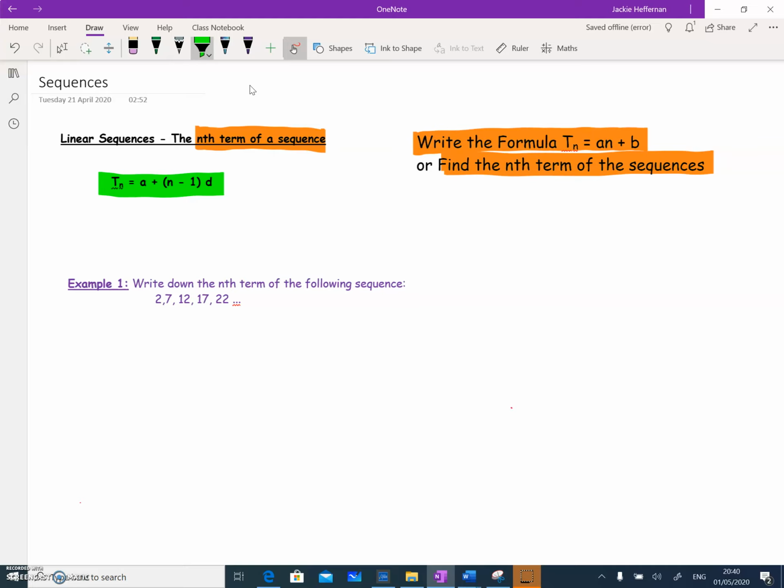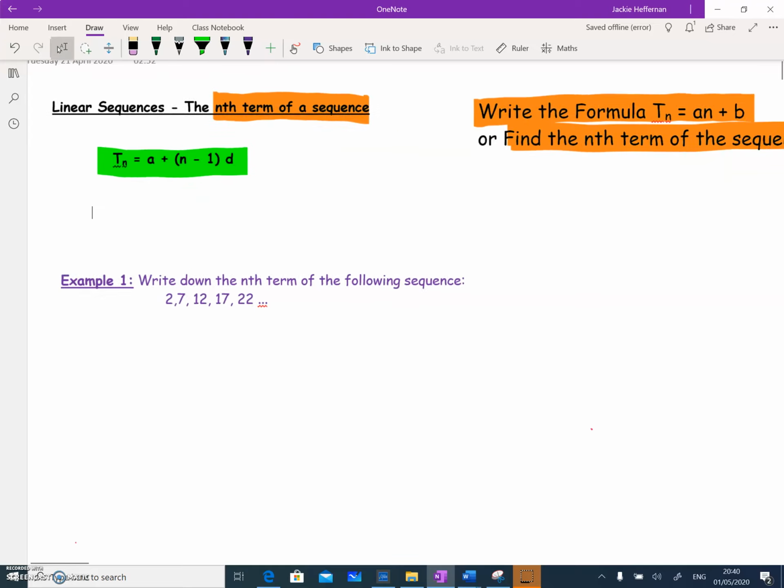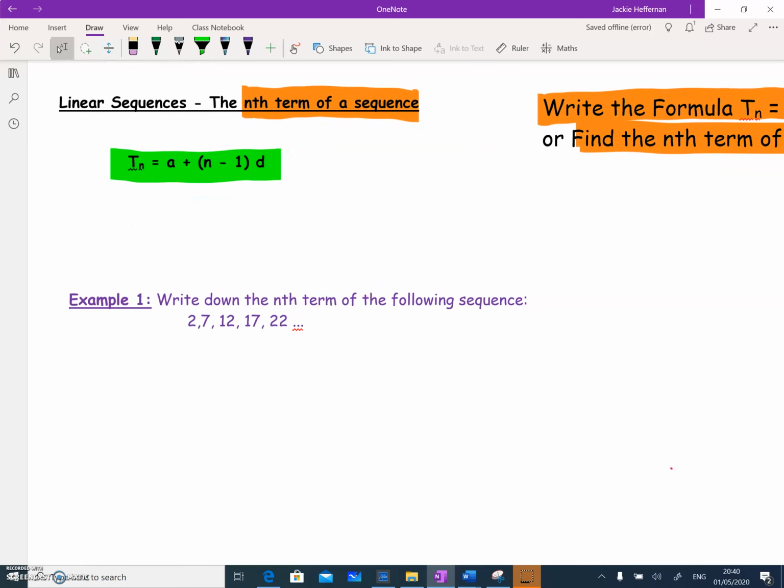So example 1. Write down the nth term of the following sequence: 2, 7, 12, 17, 22. Now, the very first thing we need to do is find the difference. So what is it going up in? The difference between 2 and 7 is 5. The difference between 7 and 12 is 5. The difference between 12 and 17 is 5. And the difference between 17 and 22 is 5. So what that tells us is d, the difference, is equal to 5.